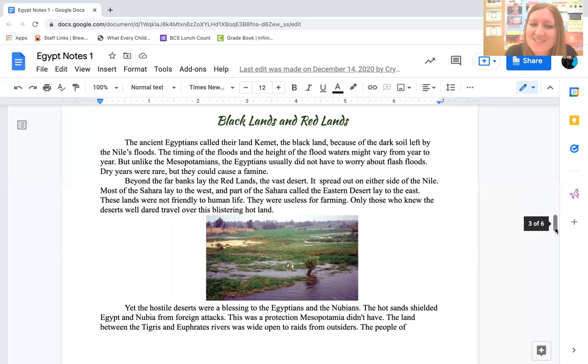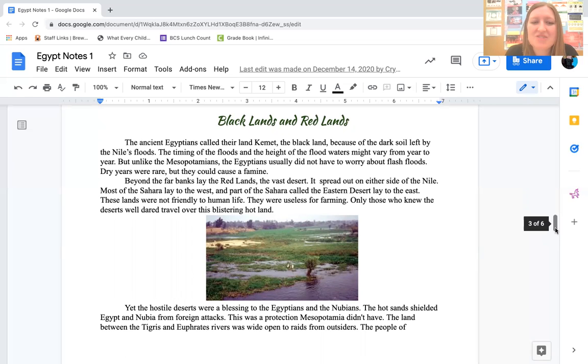Yet the hostile deserts were a blessing to the Egyptians and Nubians. They actually appreciated the fact that they were surrounded by desert. Why? Because your enemies aren't going to march through the Sahara Desert to attack you. So it's just natural protection. The Sahara Desert is another geographic feature that is beneficial to the people of Egypt. The hot sands shielded Egypt and Nubia from foreign attacks. This was a protection Mesopotamia didn't have.